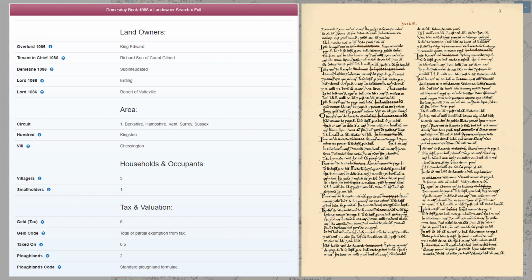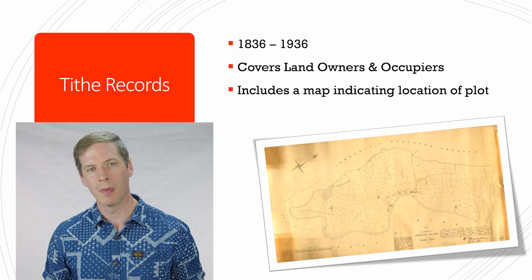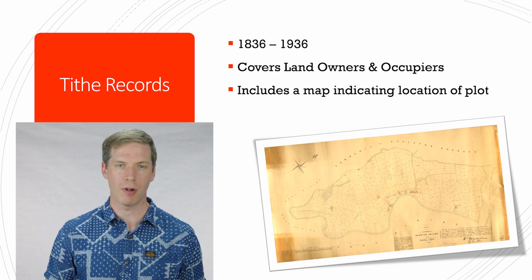And there was enough land for 2 plough lands' worth of area in Chessington. So a plough land was about 120 acres. So in total, Chessington equated to about 240 acres of ploughable land. Now let's jump forwards in time to 1836 with tithe records.